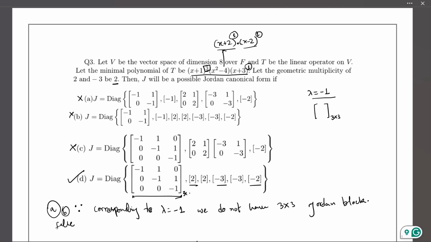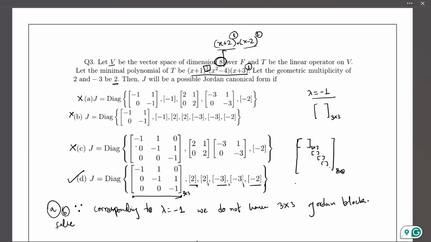The sum of the orders should match the dimension of V. Okay. So 3 cross 3, 1, 1, 1, 1, 1. How many? 5, 3, 8. Yes. Dimension of V was 8. So if you write the matrix representation, this will be 8 cross 8. First block is 3 cross 3, and all 5 blocks are 1 cross 1.